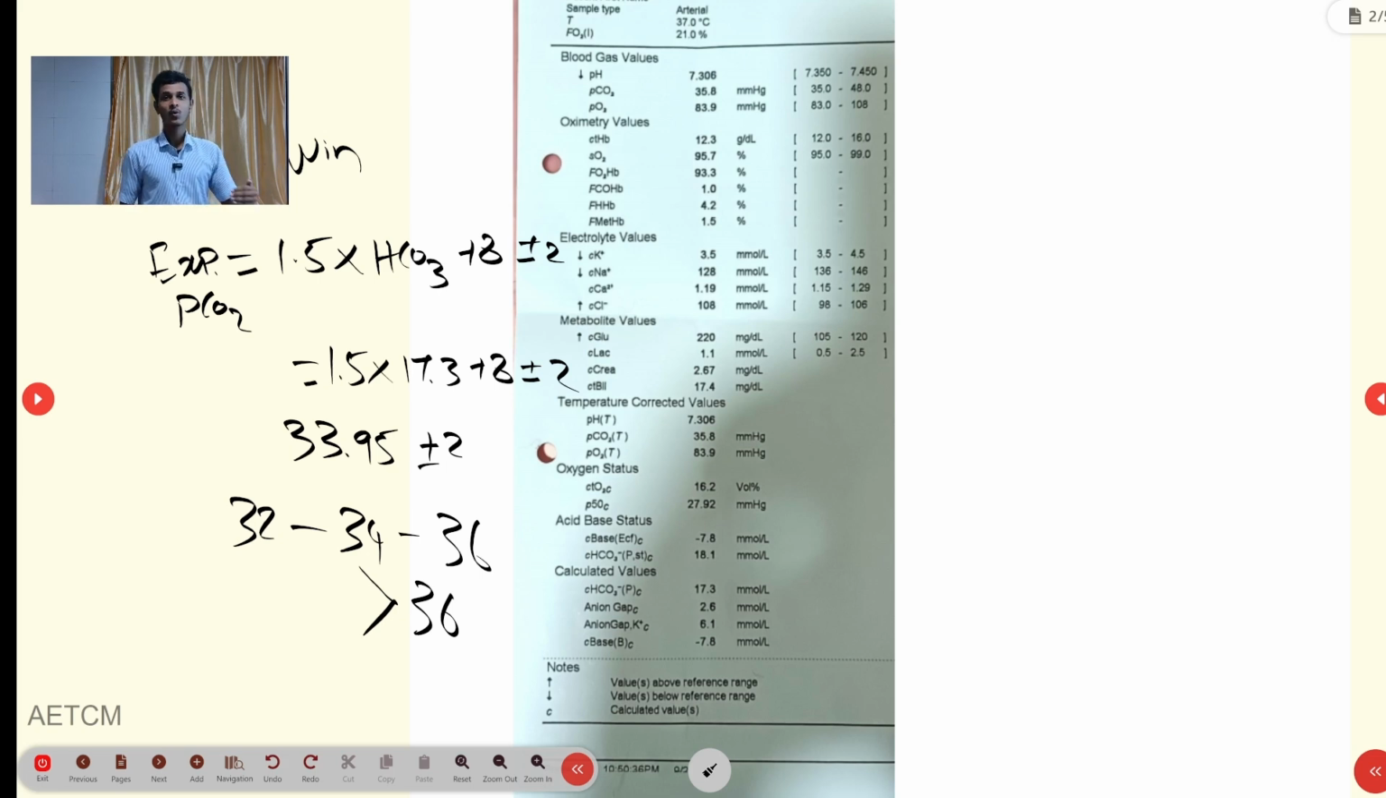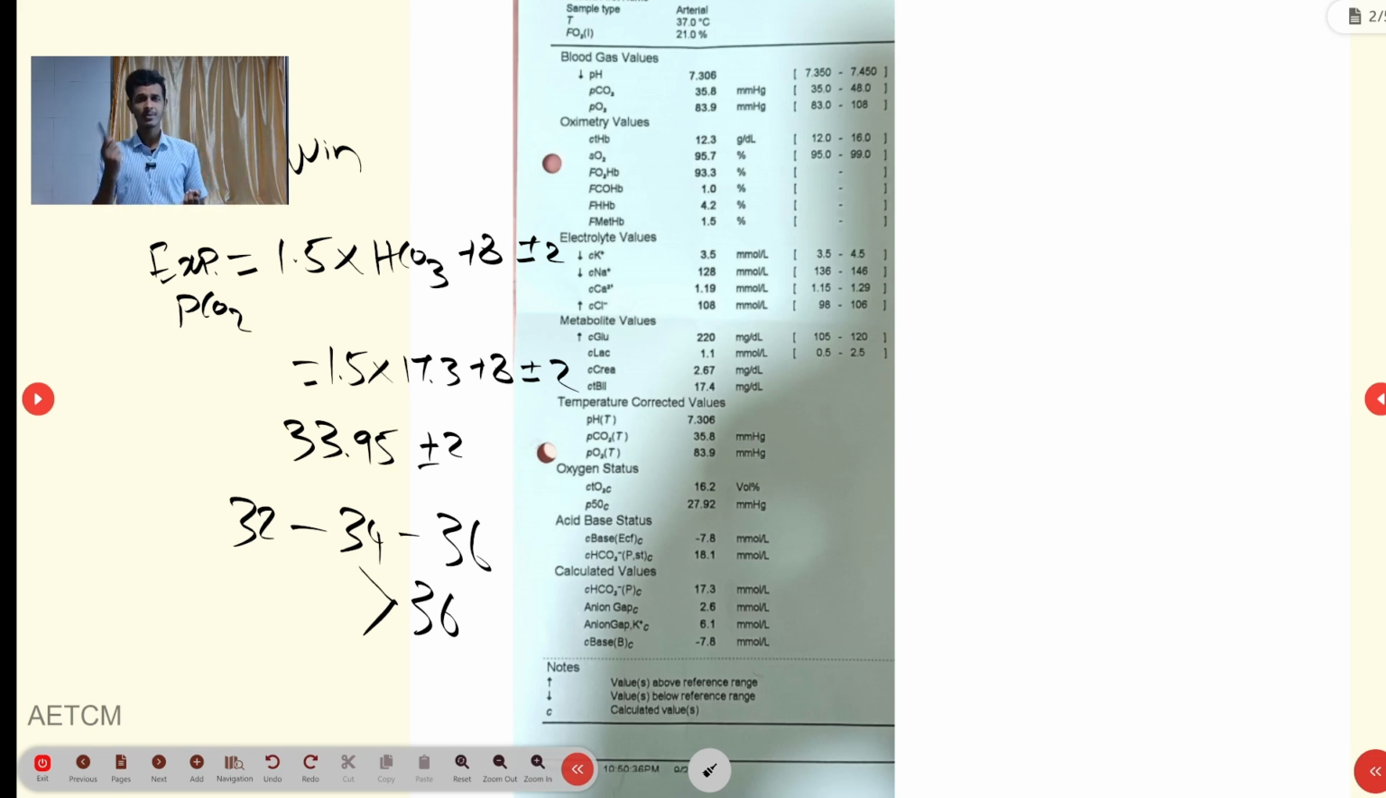So if the value is going more than 36, the PCO2 is higher than the expected PCO2, indicating there is still PCO2 buildup in your body. So that is indicating mixed respiratory acidosis also. Clear? But if the value is going less than 32, the body is eliminating more carbon dioxide from your body. So that is indicating mixed respiratory alkalosis also. So this is the compensatory mechanism.